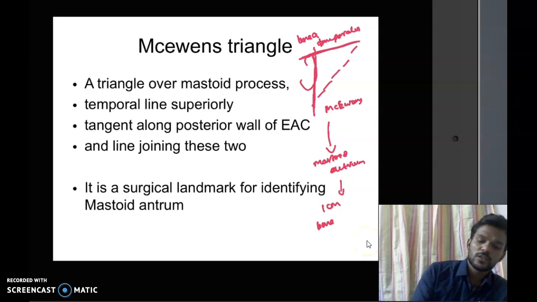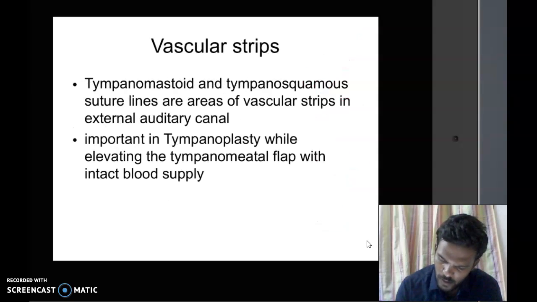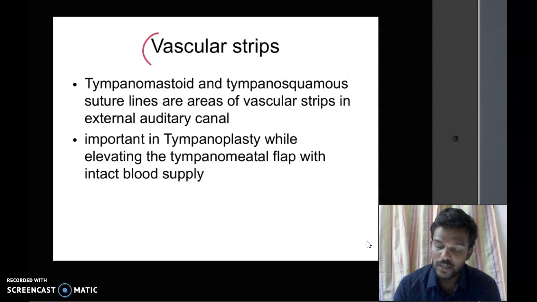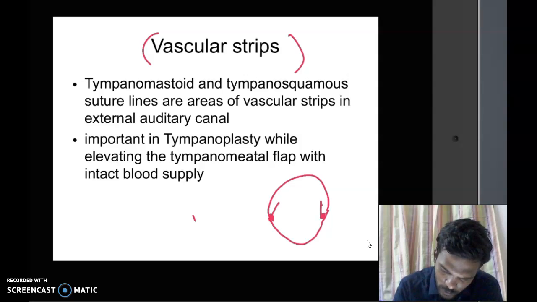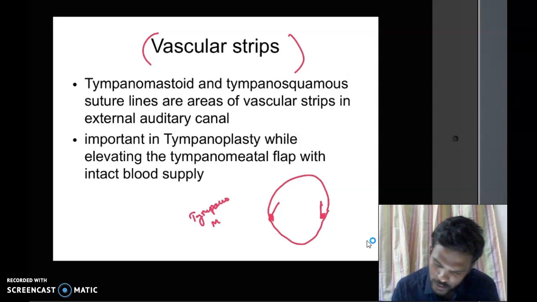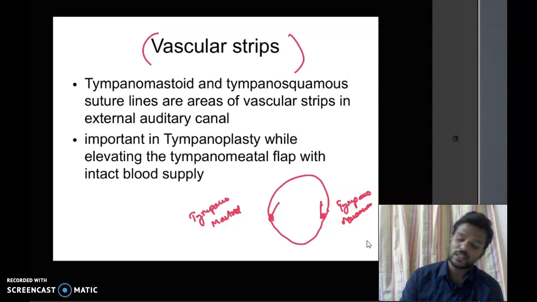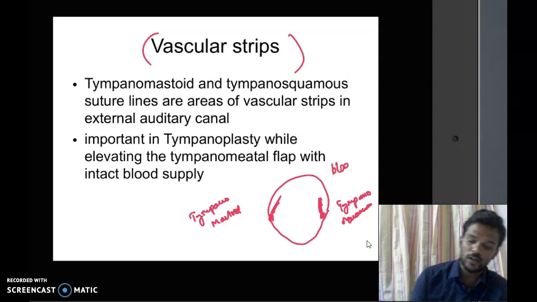Next, vascular strips. While doing tympanoplasty surgeries, this is the tympanic bone of our temporal bone. Anteriorly and posteriorly there will be two suture lines. The posterior one is the tympanomastoid. The anterior one is the tympanosquamous. These suture lines carry the bulk of the blood supply of the external auditory canal.